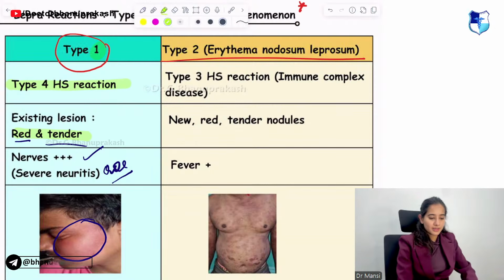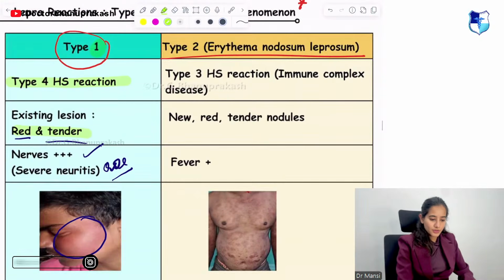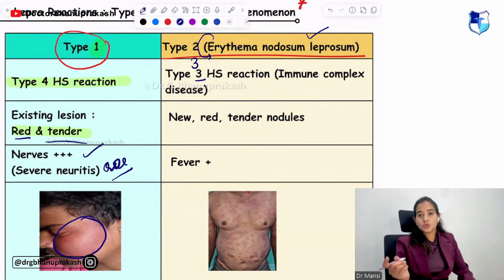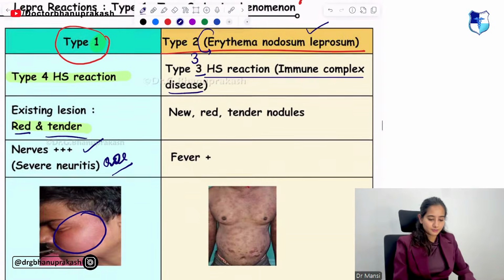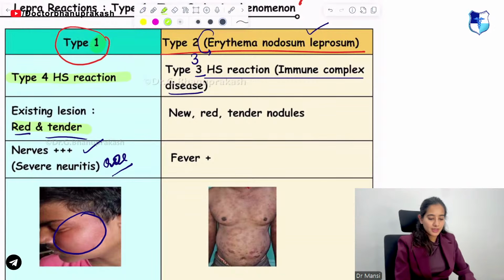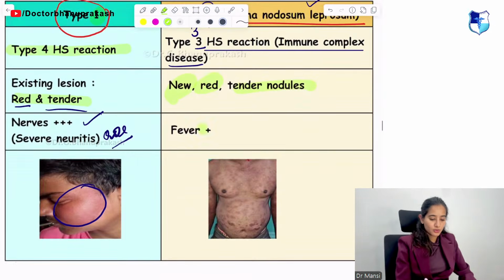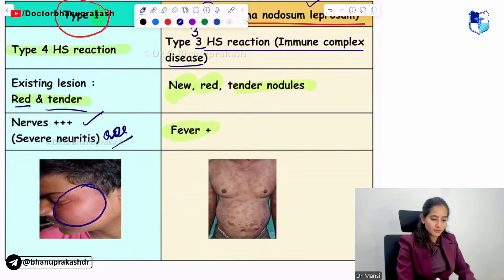Then we move to next, which is our type 2, which is erythema nodosum leprosum. So this E you turn it that way, so it becomes a 3. So 2 with 2 you can remember erythema nodosum leprosum. So this is a type 3 hypersensitivity reaction, and it is an immune complex mediated disease. So again, what is going to happen? This type 2 will again have sudden new red and tender nodules, and fever will be present.